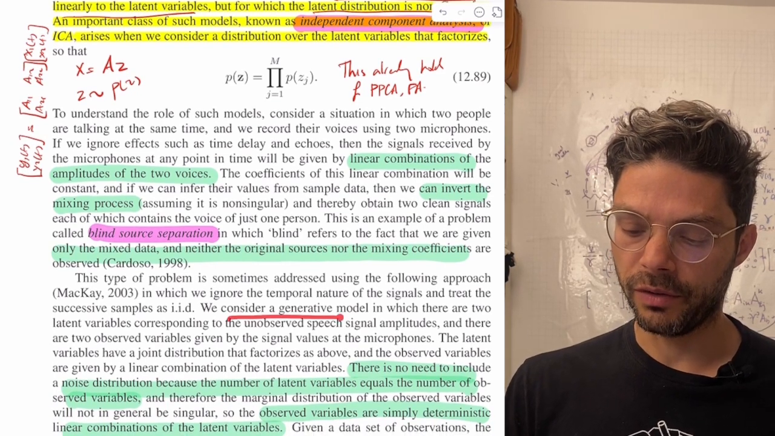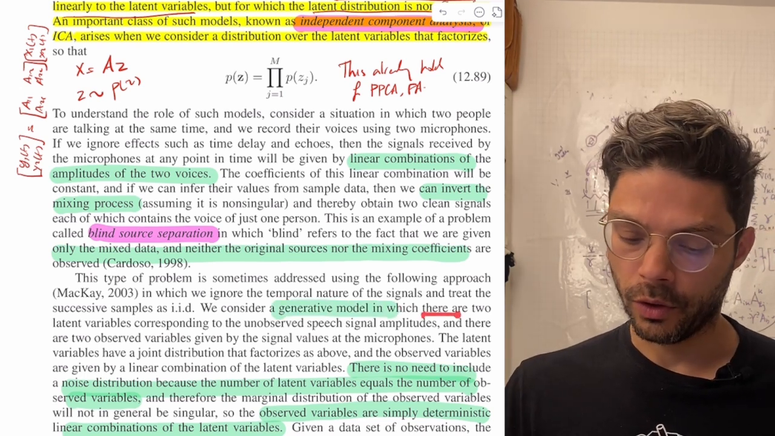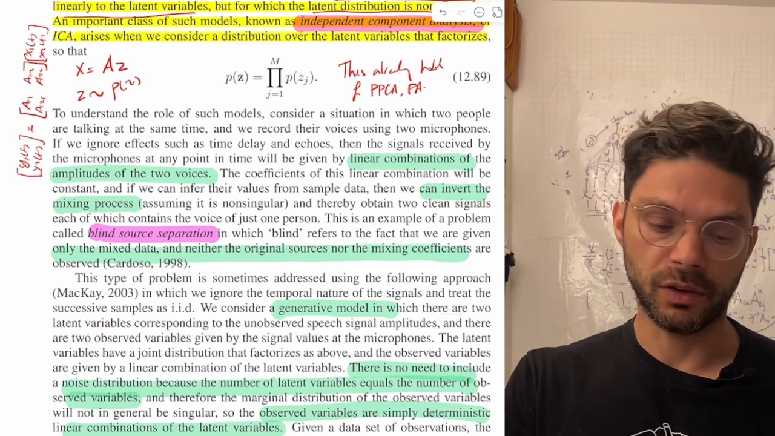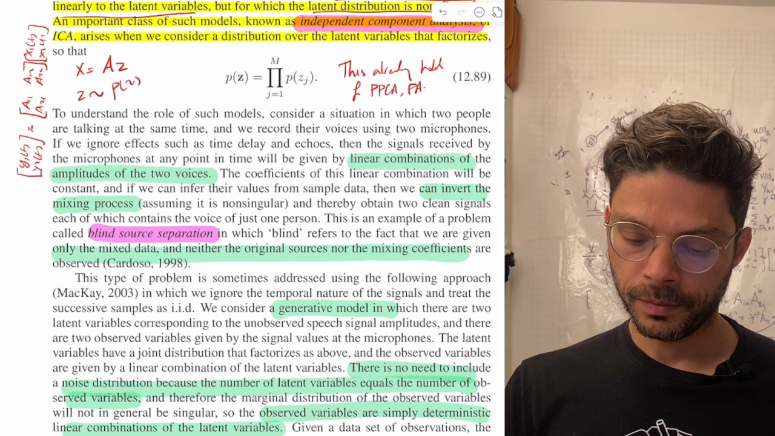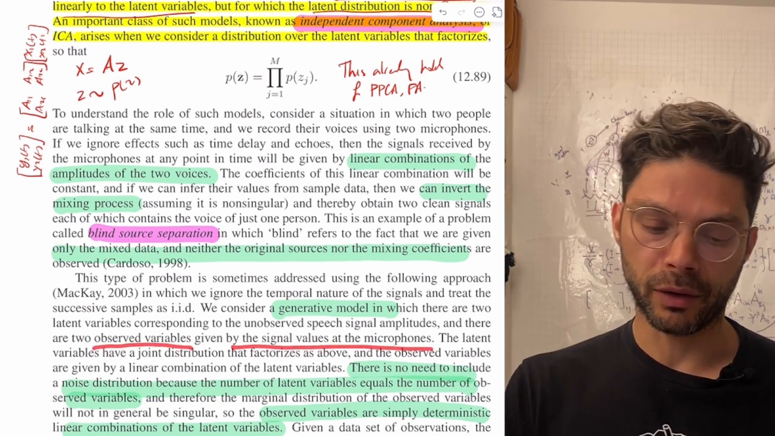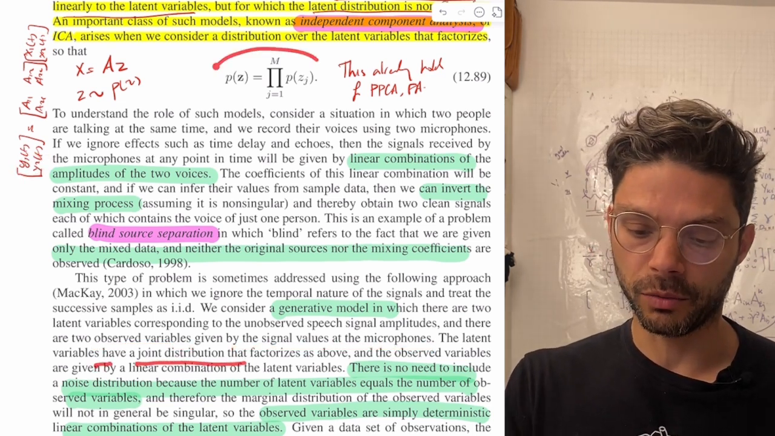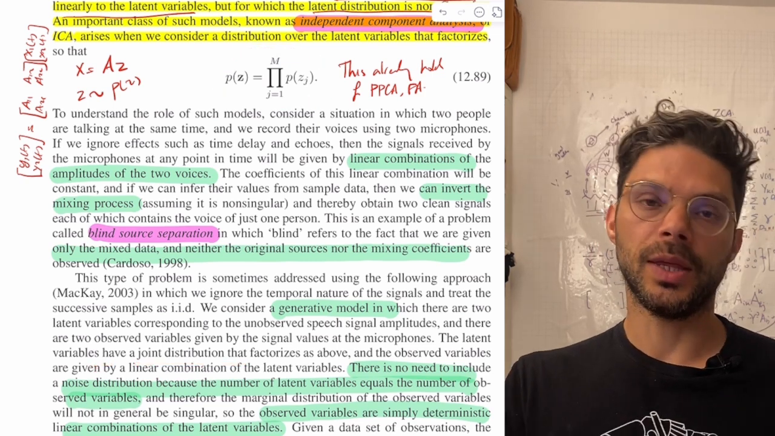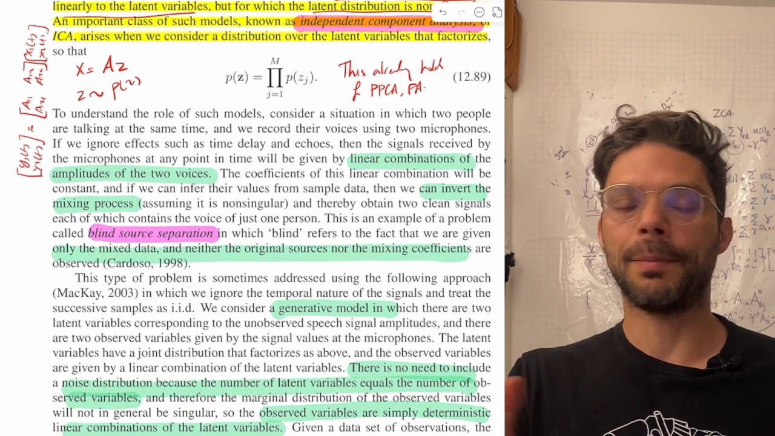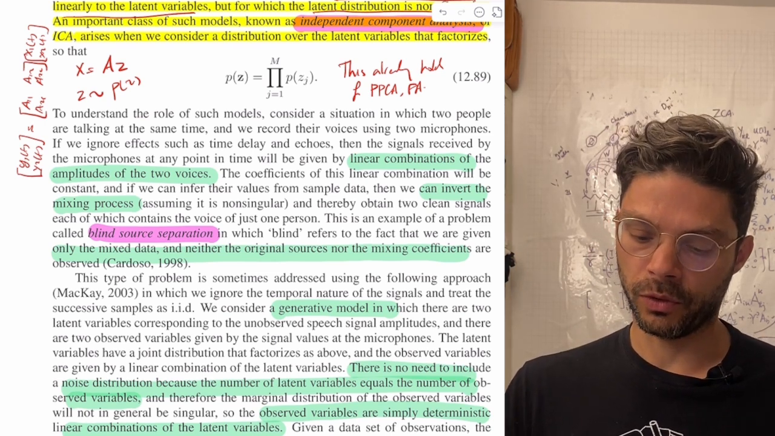So we consider a generative model in which there are two latent variables corresponding to the unobserved speech signal amplitudes, which are the x's. And there are two observed variables given by the signal values at the microphones, these are the y's. The latent variables have a joint distribution that factorizes, so we're going to assume they're independent, because you have two conversations happening in different parts of the room. There's not going to be any correlation between them.